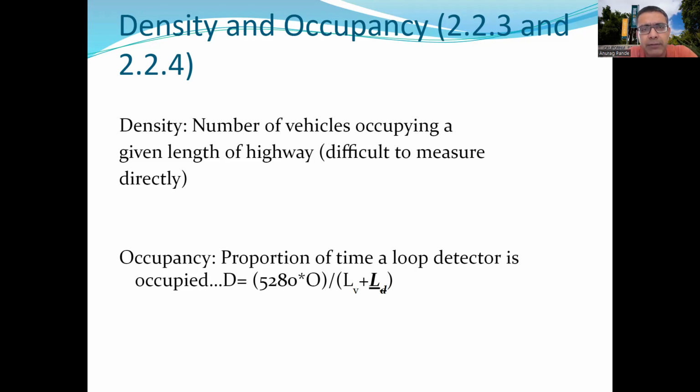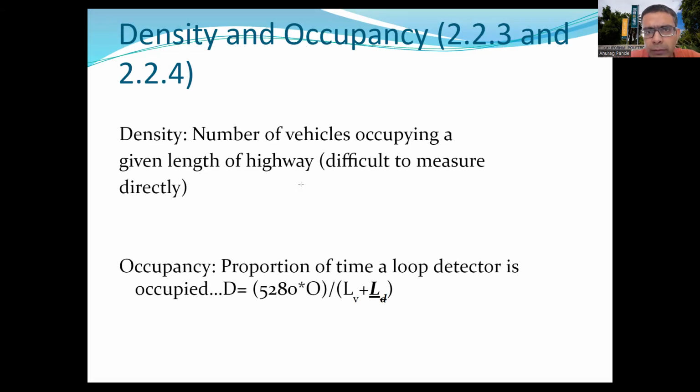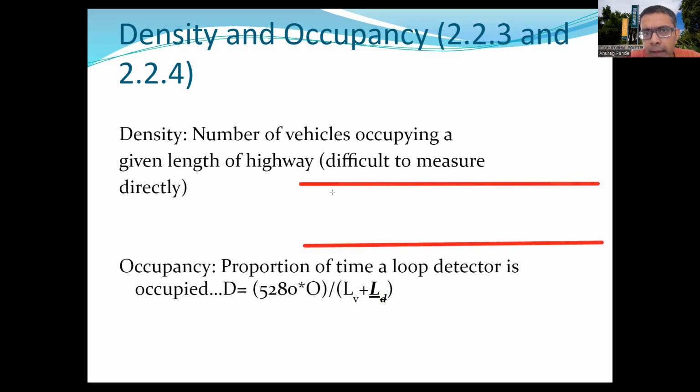But density is something that we can measure: the number of vehicles occupying a given segment of the highway. So for example, let's draw out this segment of the road here. I'm going to go ahead and draw this segment of the road. Let's say this is your road, and let's assume that this road has 2 lanes, maybe in the same direction.